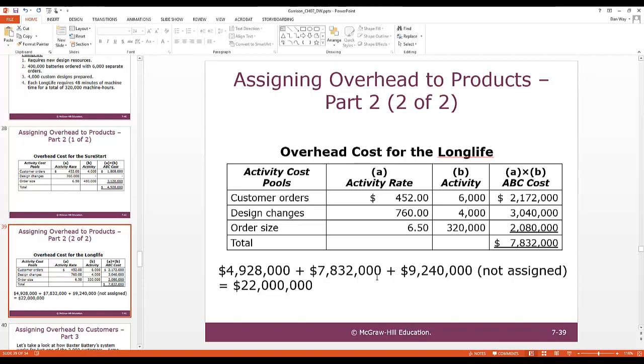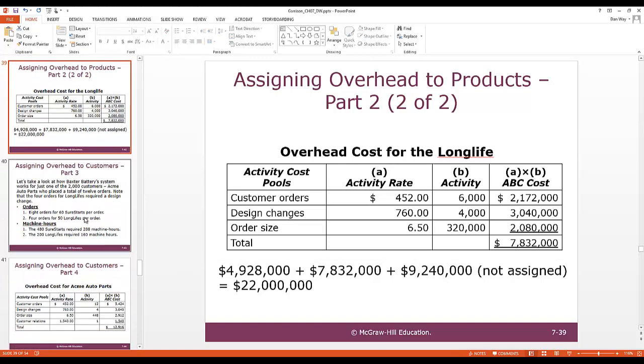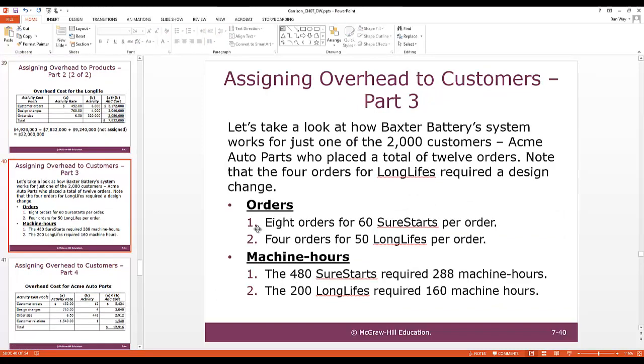And then we'll just highlight real quick that of our total $22 million in costs, recall that we weren't assigning our organization sustaining costs. So if we total the costs assigned to our two products, the Sure Start and the Long Life, we're missing the $9 million and change that weren't assigned because they were those organization sustaining costs. So we should be able to reconcile back to our total costs incurred.